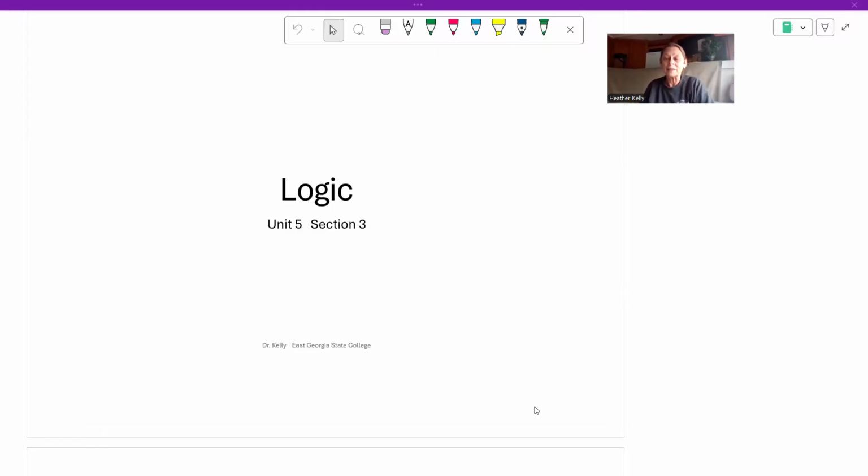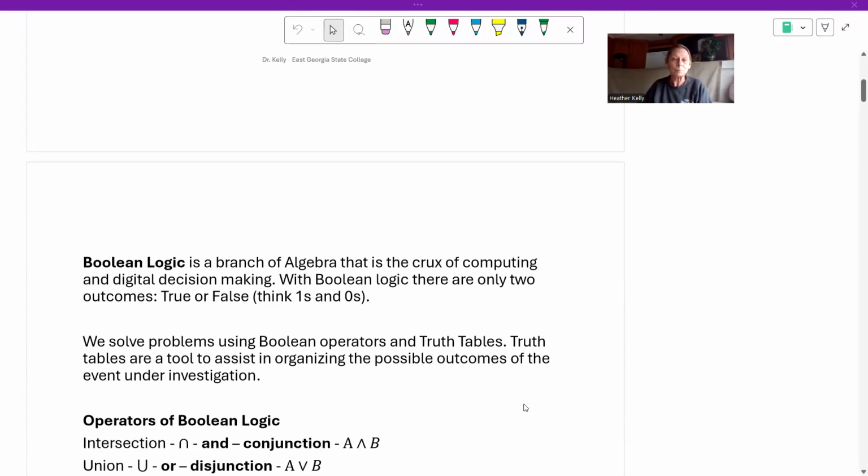Okay, let's do what might be my favorite section of this entire class. Let's talk about logic. We're going to take word statements and turn them into math problems, and then we're going to solve them with something called a truth table. It's pretty cool. Let's get going.